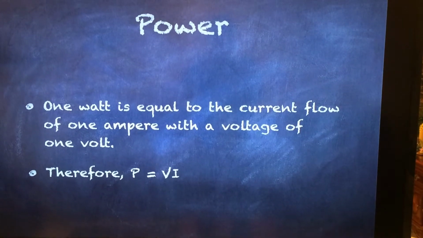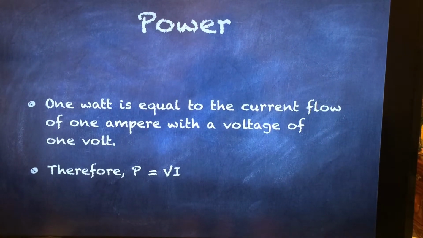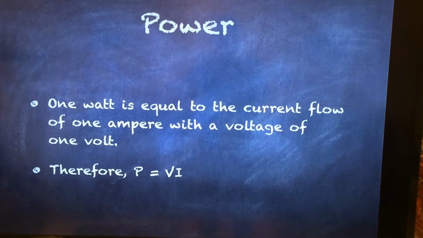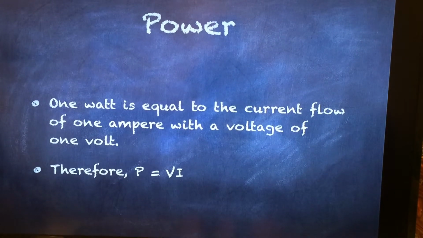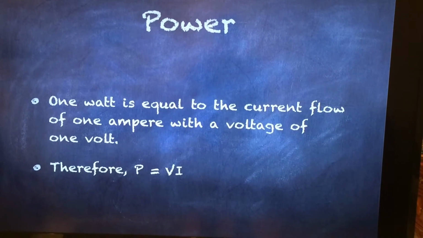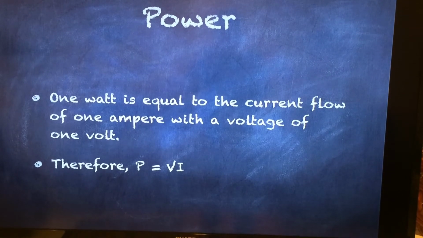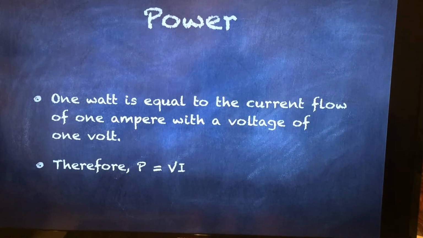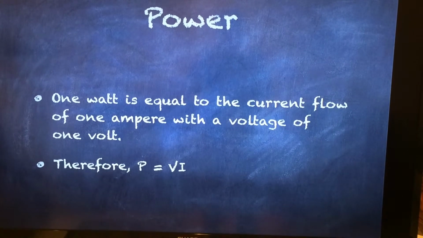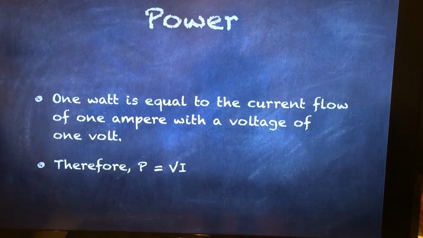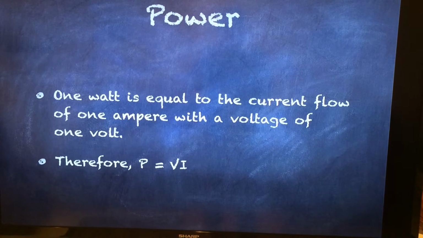To take a lot of what we have just learned and relate it to our everyday lives, my room has a 60-watt bulb. A watt is a measure of power, and 1 watt is equal to the current flow of 1 ampere with a voltage of 1 volt. Power is equal to voltage times current.